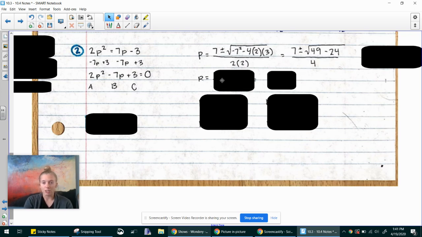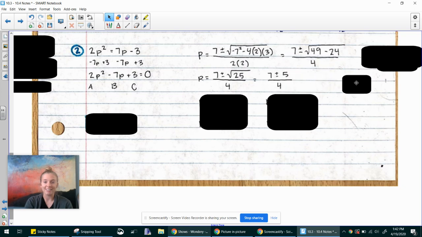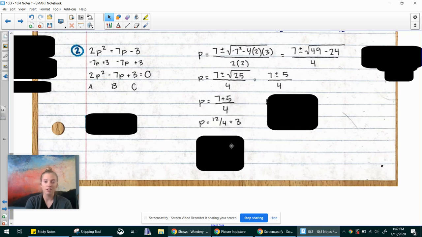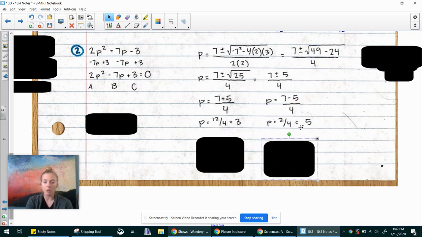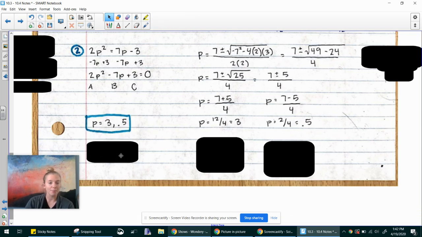Now we'll subtract what's under the square root. So 49 minus 24 is 25. The square root of 25 is 5. And now we can't simplify anymore without making two separate equations. So the first equation will be 7 plus 5 over 4, which is the same as 12 over 4, or 3. The next equation will be 7 minus 5 over 4, which is the same as 2 over 4, or 0.5. So the two values that p could possibly be are 3 and 0.5.